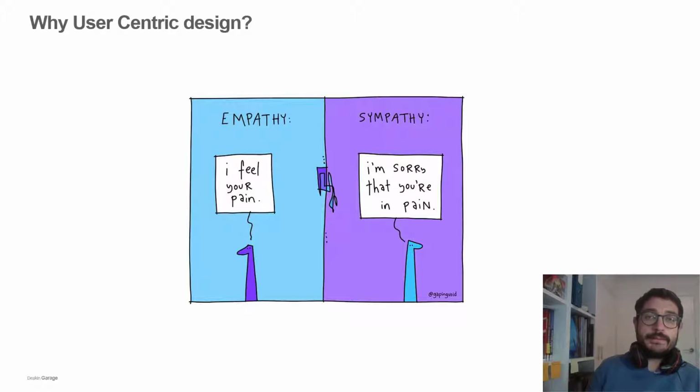One is empathy, and understand that empathy is different from sympathy. Empathy is about understanding the user. So we need to understand what pain point a user goes through. That's why we say, as a designer, I feel the pain of my user. Instead, sympathy is a completely different emotion. Sympathy means I'm sorry that you're in pain. I don't feel the pain, but I am sorry that you are in pain. And these two things are very different. And as designers, we need to build on empathy and not on sympathy.